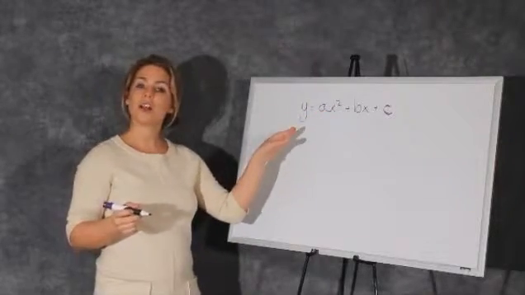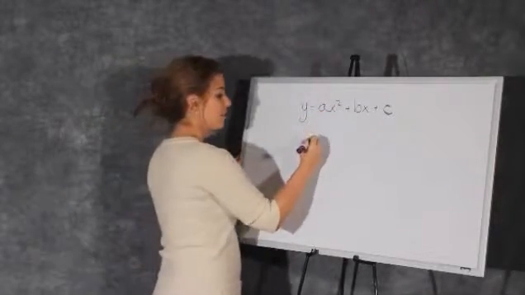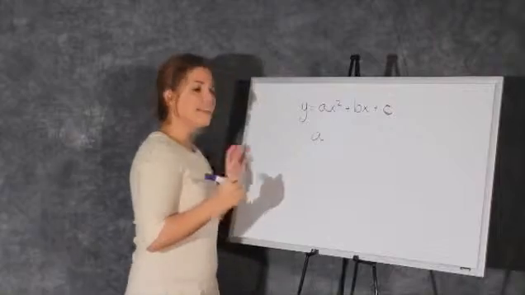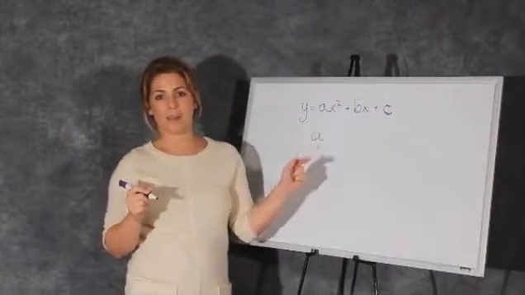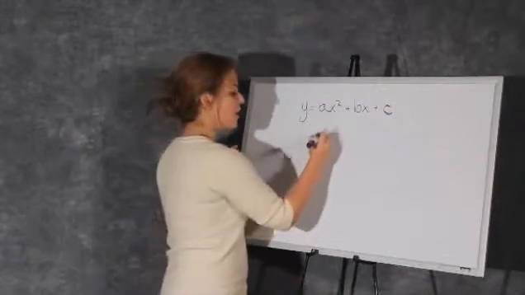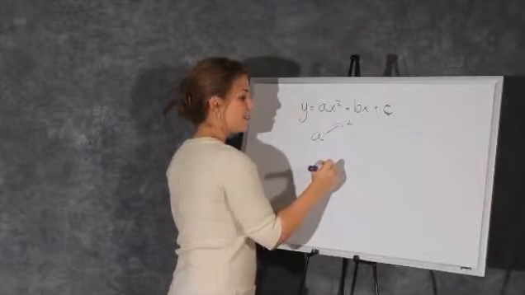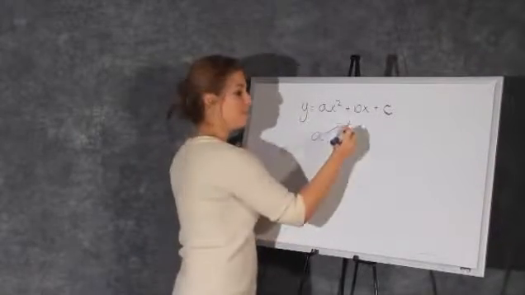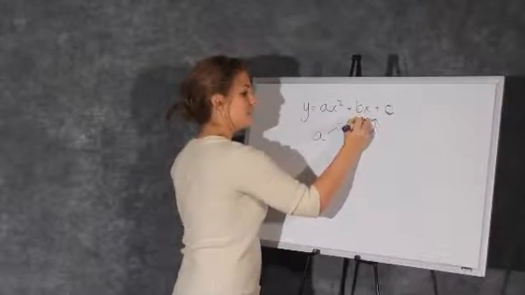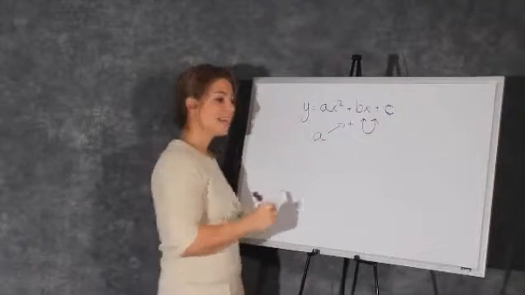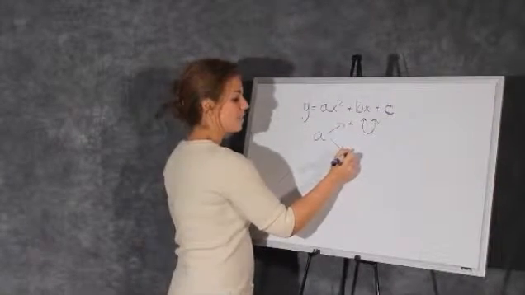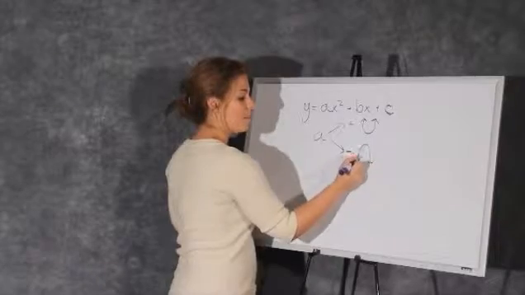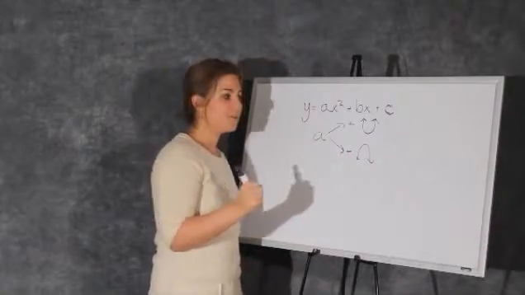So if we start off with A, it tells you a lot about the parabola. First of all, if A is positive, then you know you have a happy face parabola, and it opens upward. If A is negative, then you have a sad face parabola, and it's going to open downward.